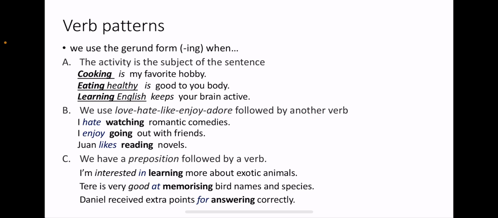So remember, the gerund is a form of a verb, and the gerund can be used in many different structures in English. We normally use it in the continuous or progressive tenses, but we can also use it when we have activities as the subject of the sentence, after verbs that indicate likes and dislikes, like in section B, and after prepositions in English. That's it about the gerund.